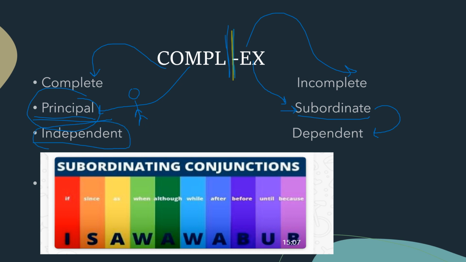We can learn complex like this. So a complex sentence is a sentence which is a combination of an independent clause and a dependent clause. Right, I'm going to share a detailed video of a complex sentence in the next section. So that is our simple overview of the types of sentences.